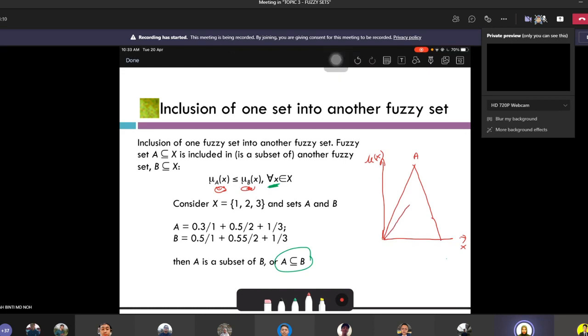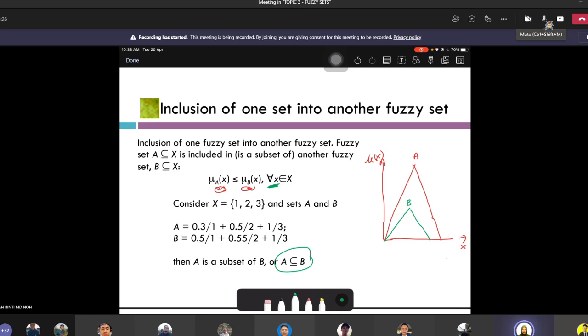Kalau saya ada graf B macam ni. Is B subset of A? Yes. Walaupun dia punya N tak sama, maknanya ada some element tak ada dalam B, but still B adalah subset of A. Sebab kalau dia tak ada maknanya dia kosong. Kosong means this still lower than A. Okay? Good. Clear about subset?